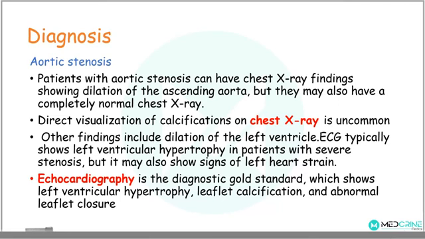Other findings include dilation of the left ventricle. An electrocardiogram typically shows left ventricular hypertrophy in these patients with severe stenosis, but sometimes it may also show signs of left heart strain. When performing an echocardiography, it shows a left ventricular hypertrophy, leaflet calcification, and an abnormal leaflet closure.